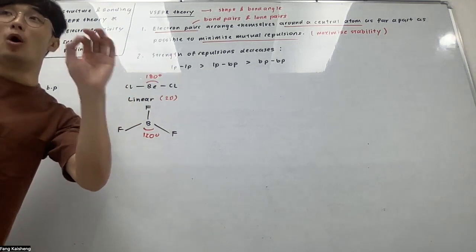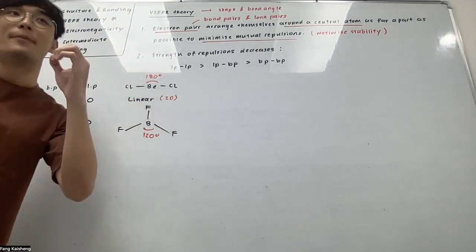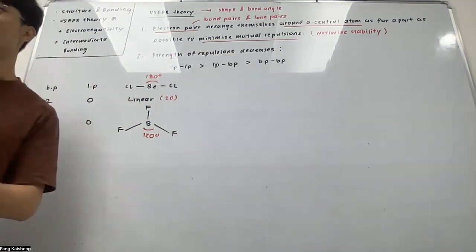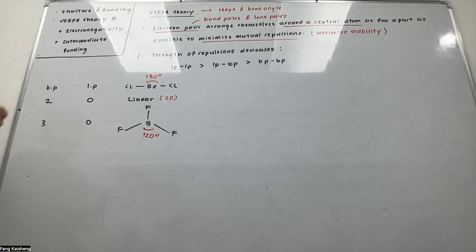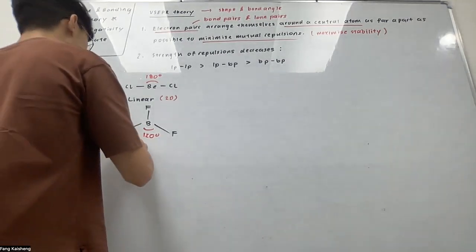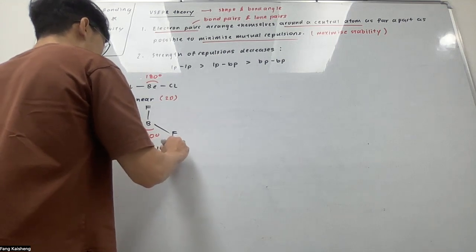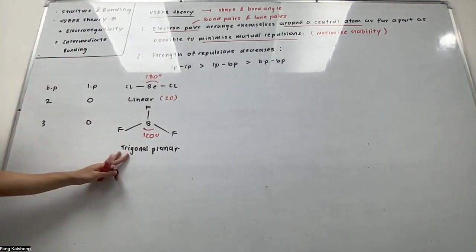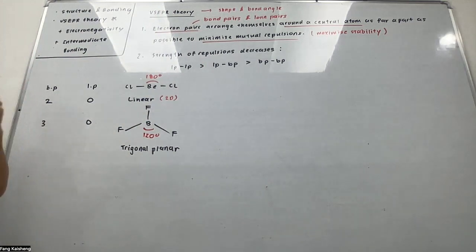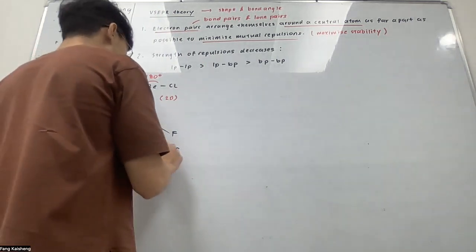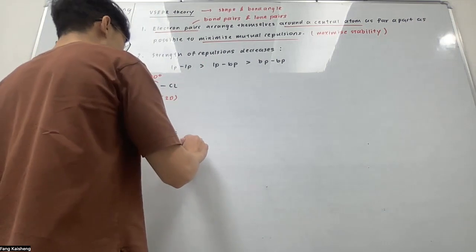Lone pairs repel more. So now that we are going to introduce a lone pair, it's going to be a bit different. Take a look, guys. Let me just introduce some other names as well. This guy is called trigonal planar. Trigonal, just remember because tri is three. I need to highlight the word planar. Planar is 2D.